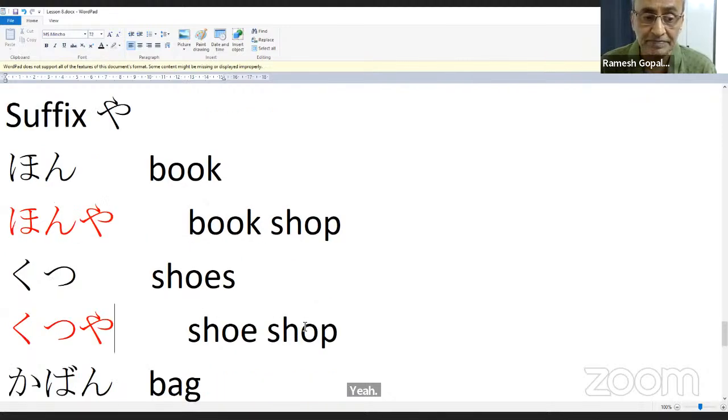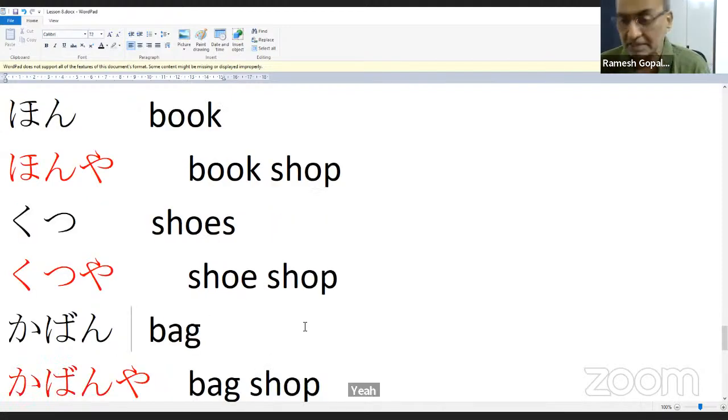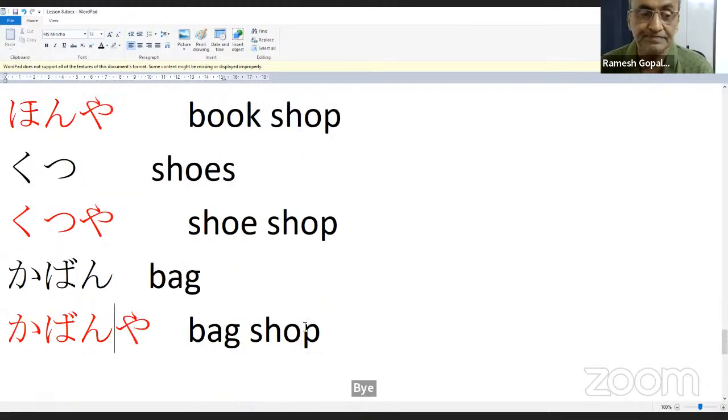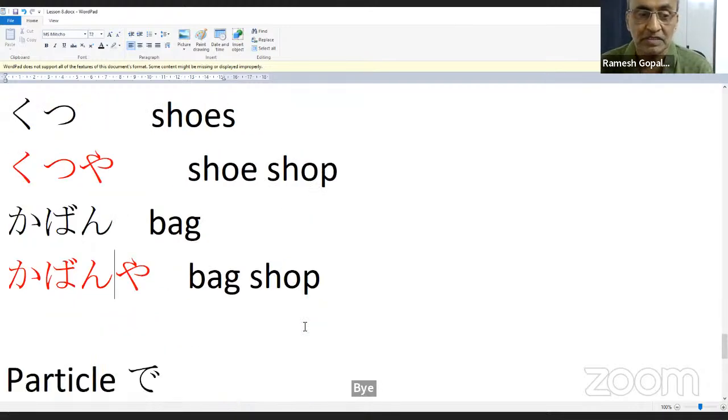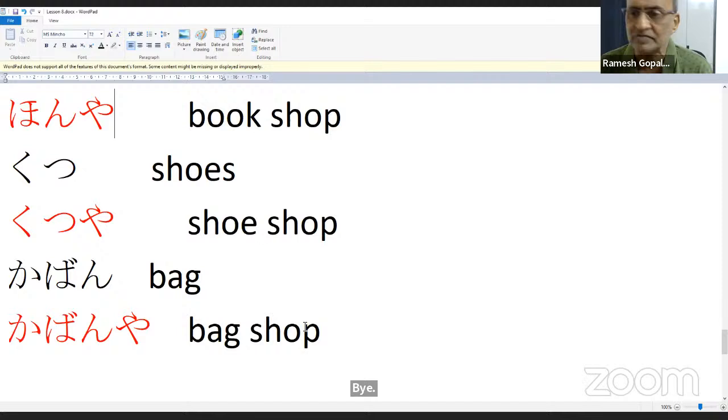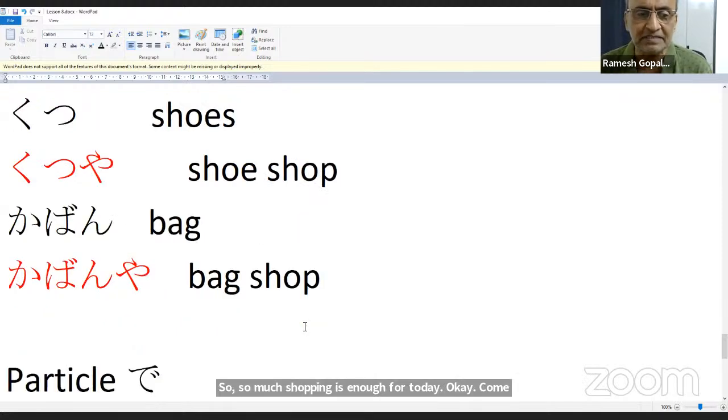Okay. Kaban is a bag. You know that. Where will you go to buy a bag? Kabanya. So much shopping is enough for today. Okay. Kabanya. Now we go to the next thing.